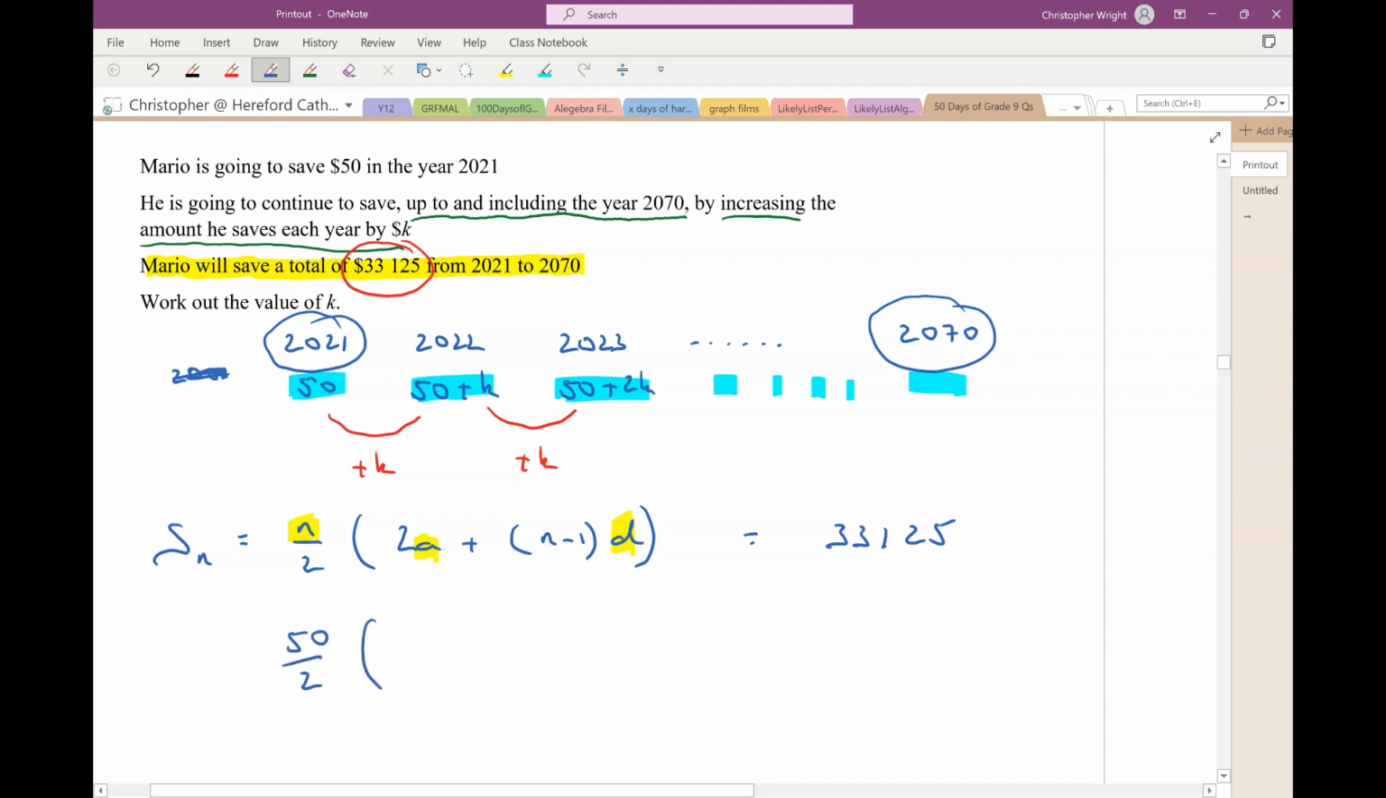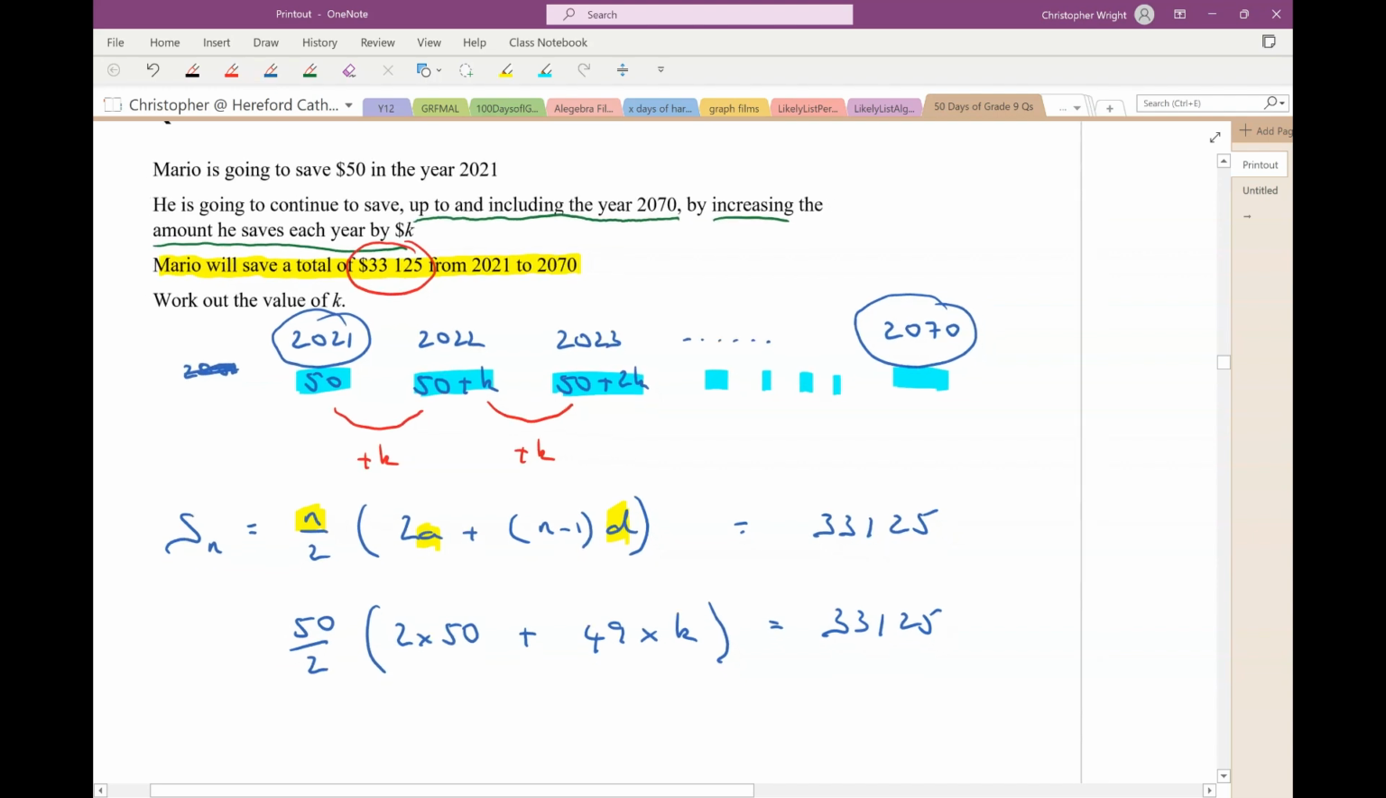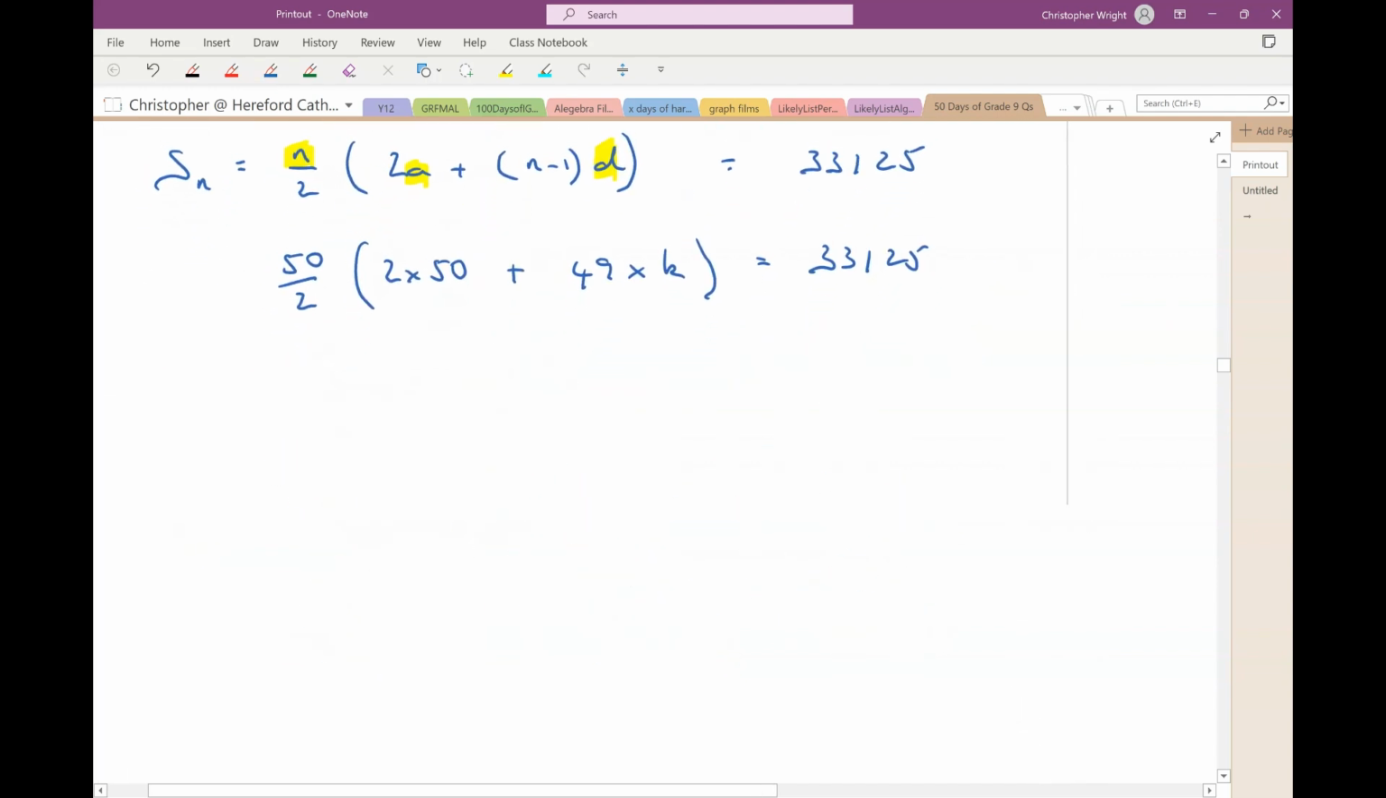Now what's the first term? Twice the first term. So that's twice times 50. Plus n minus 1. Well, n is 50. So that's 49 times the difference between each term times k. That equals 33,125. Now look at that. I've got an equation there which I can use to work out what k is.